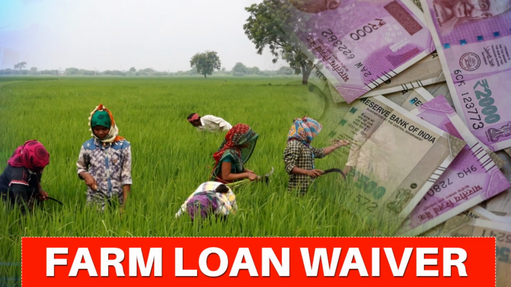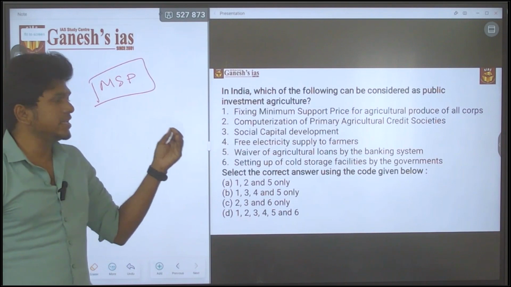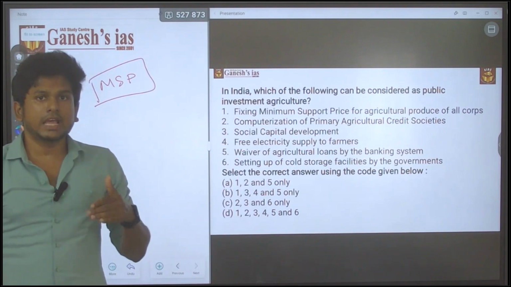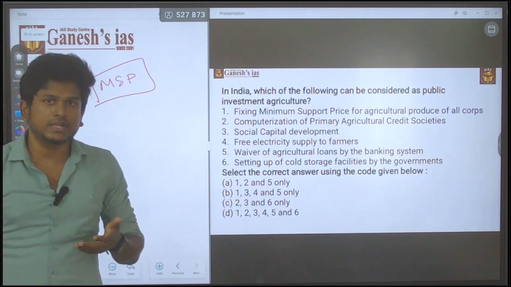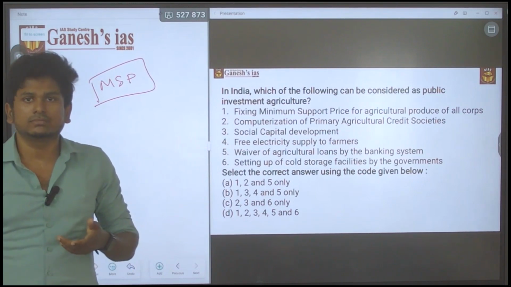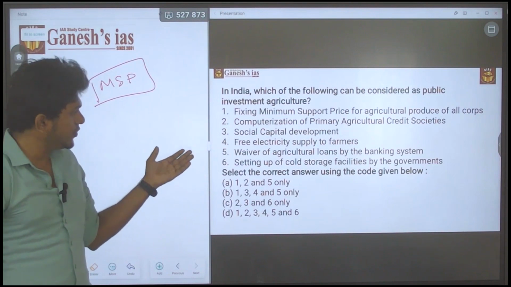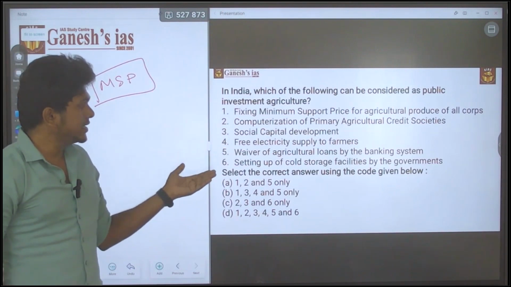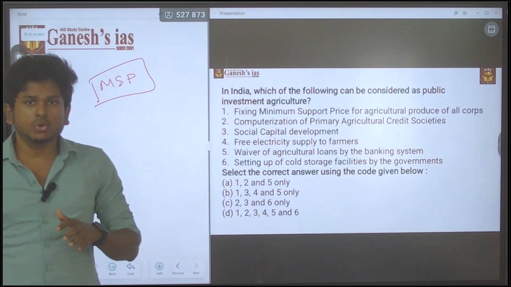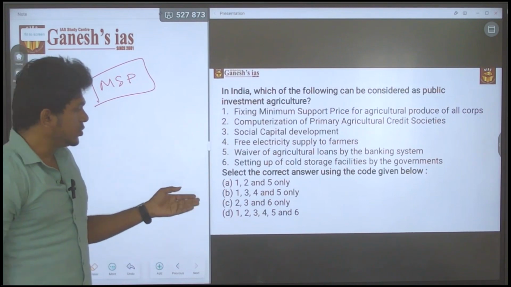Next, waiver of agriculture loans by the banking system. It is totally wrong. It does not come under public investment. We can also deduce this in another way, like capital expenditure. The waiver of agriculture loans does not come under capital. It comes under the revenue side. It is actually revenue expenditure, not capital expenditure. In such a way also you can eliminate it. So the 5th statement is also wrong. Next, the 6th, setting up of cold storage facilities by the government. You are creating certain infrastructure, so the 6th statement is also right. So the answer is 2, 3, 6 only.